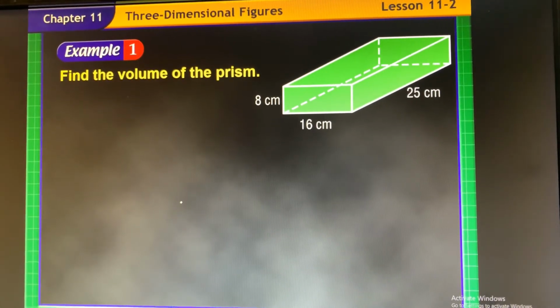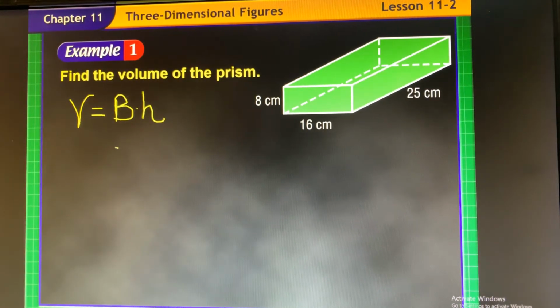Okay, we're going to be finding volume of prisms and cylinders. So we're doing 10.2 right now, volumes of prisms and cylinders. It's really pretty easy. Volume is always easy. I want you to remember one thing. Volume is always equal to the area of the base times the height.